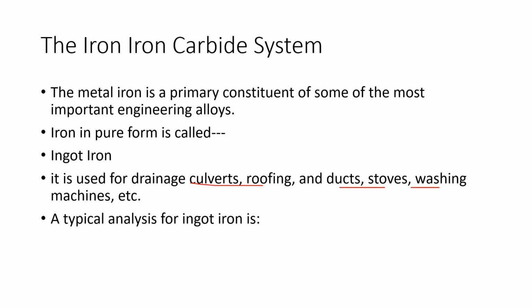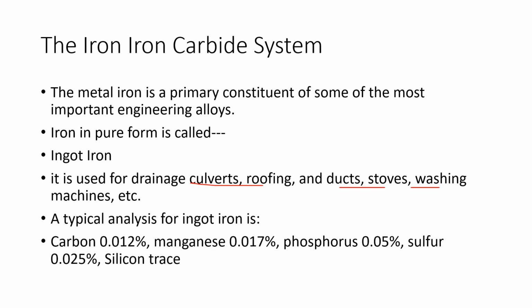A typical analysis for iron in ingot iron is: carbon by weight is 0.012%, manganese is 0.17%, phosphorus is 0.05%, sulfur is 0.025%, while some traces of silicon can also be found in the composition of ingot iron. I repeat, ingot iron is the pure form of iron.